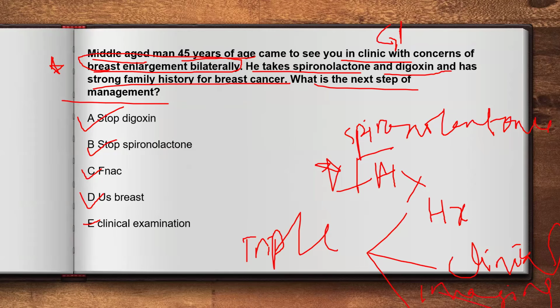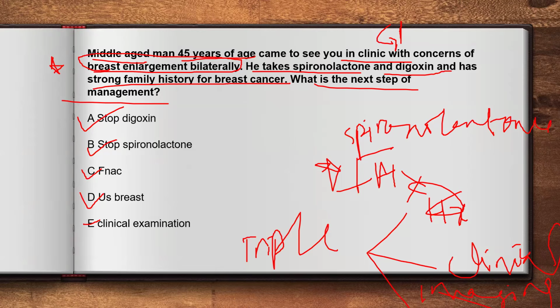So he's coming with breast enlargement. We got the history that he has a strong family history. He's on certain drugs. Now, what is the next step of triple assessment? Clinical examination. Even if you look at it from a very basic point of view, they're asking you the next step. You have taken history. What is your next step after history? You do examination on the patient.